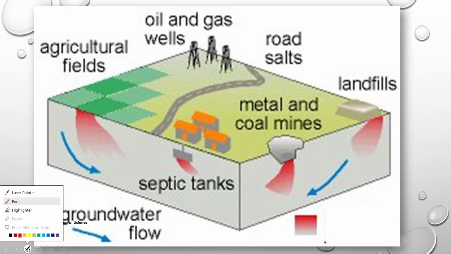So this image illustrates various sources of groundwater contamination. First, agricultural fields. These areas can contribute to groundwater contamination through the use of pesticides, herbicides, and fertilizers. Runoff from these chemicals can seep into the soil and reach the groundwater. Second, oil and gas wells. Drilling activities and potential leaks or spills from the oil and gas wells can introduce hydrocarbons and other pollutants into the groundwater. Then third is road salts.